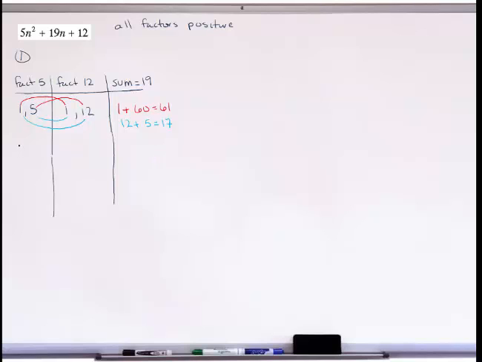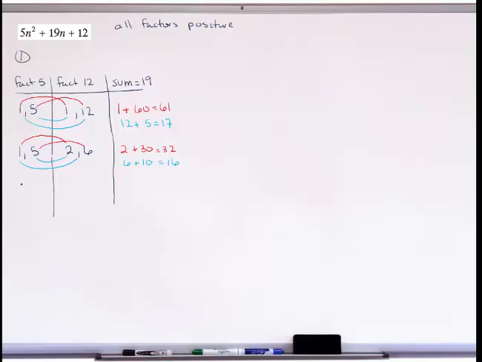Again, my factors of 5 are 1 and 5. For 12 this time, I will try 2 and 6. And I will do 1 times 2 and 5 times 6. This is 32. That's not the right setup. So I'll try 1 times 6 and 2 times 5. That gives me 6 plus 10. Again, not 19. So I have to try another set of factors.